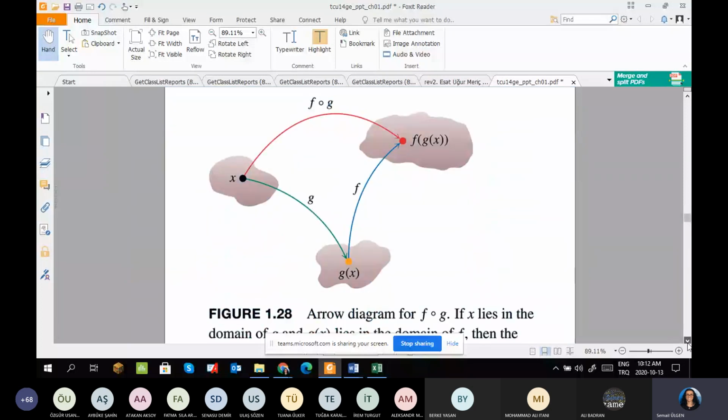Another picture that shows it. So we have g, we have f, we compose f compose g. Here, x goes to g, g goes to f, giving f compose g. That's how we will do it.